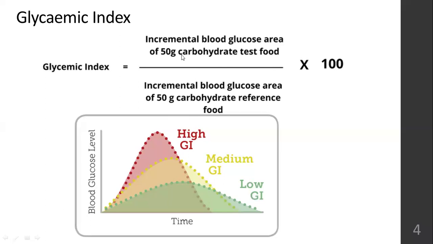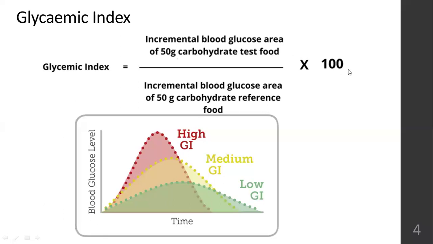Fats or lipids will not increase your blood glucose level. Protein will not increase your blood glucose level. Only carbohydrate based food can increase your blood glucose level. So this glycemic test is only for the food items that have carbohydrates. If it has carbohydrate, you can do the glycemic index.